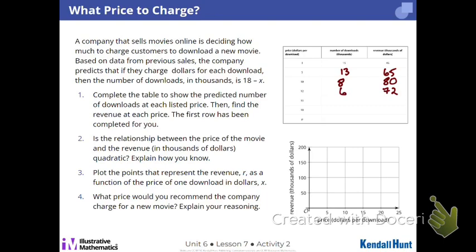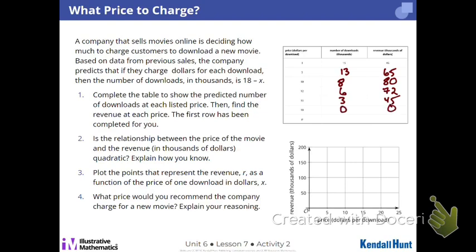We got a little too greedy. Let's see what happens if we increase it even more. 3,000 downloads for $45,000. Oh, now we're tanking. 0 downloads. Nobody's gonna pay $18 for this junk movie.